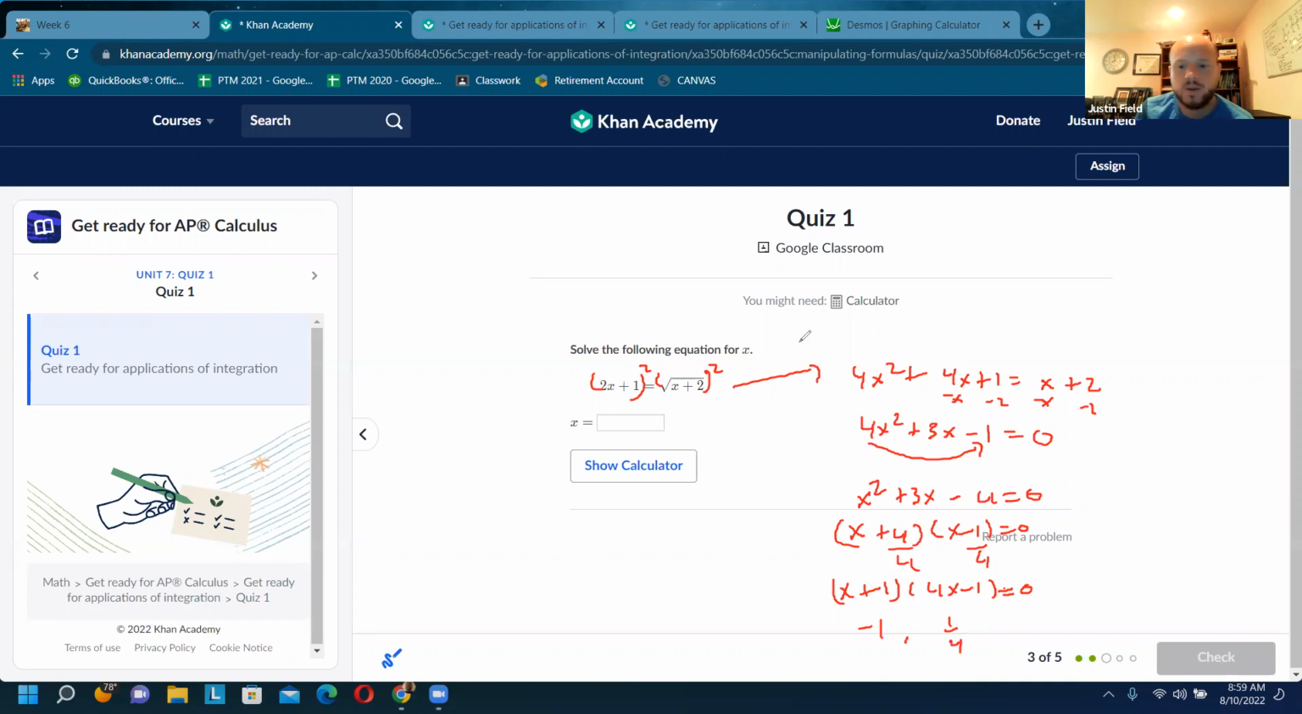But we have to make sure that both of those work. So let's check. 2 times -1 plus 1. -2 plus 1 is -1. And then -1 plus 2 is 1.